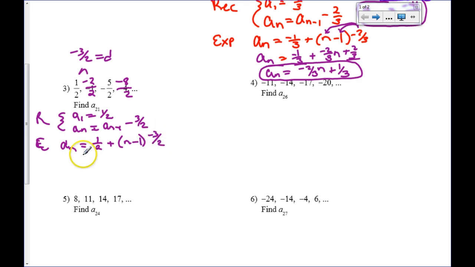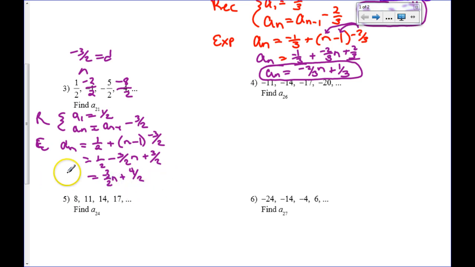Okay, we have 1/2 minus 3/2 n if we distribute that, plus 3/2. And we could put this 1/2 and the 3/2 together. So that will be 4/2. I'm going to put that right there. And -3/2 n.